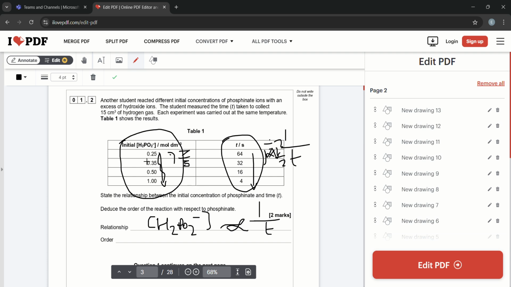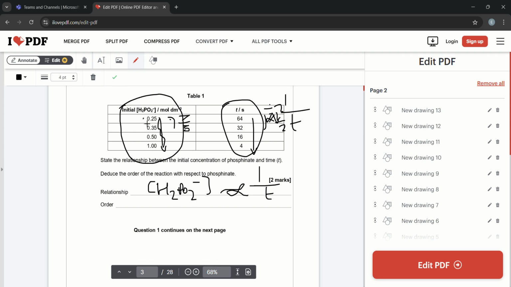Actually, let's use 0.25 and 1.00. So here, how do we get from 0.25 to 1.00? We times by 4. How do we get from 64 to 4? Well, we're dividing by 16. So basically, what we need is we need these two, 16 and 4, to be the same, right?